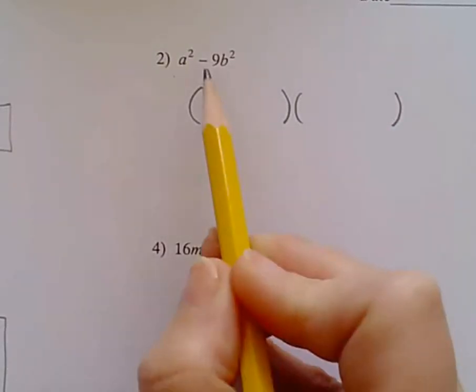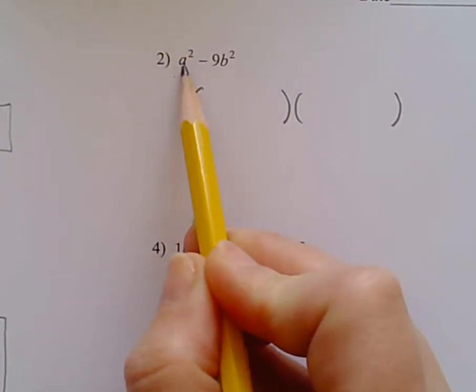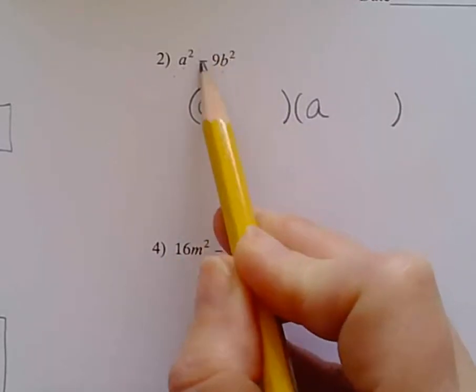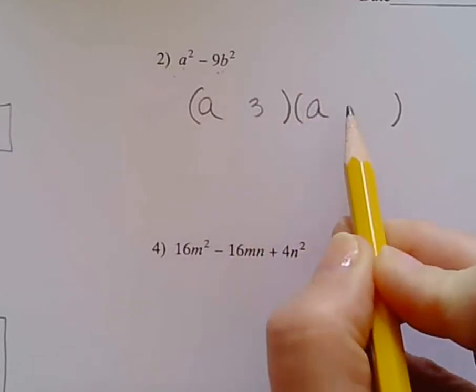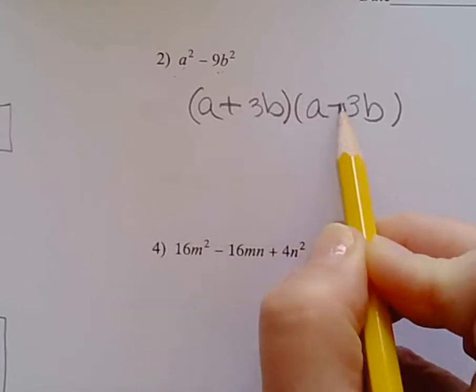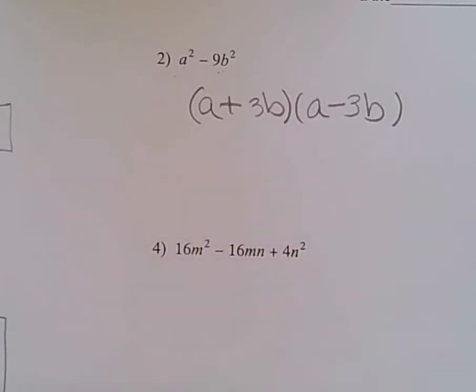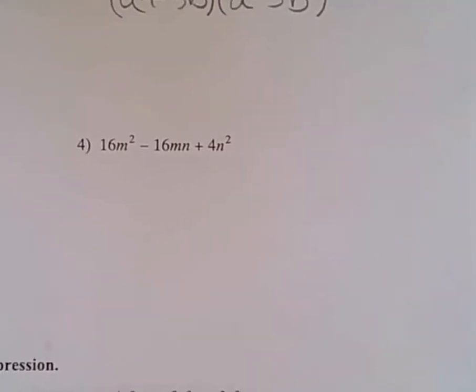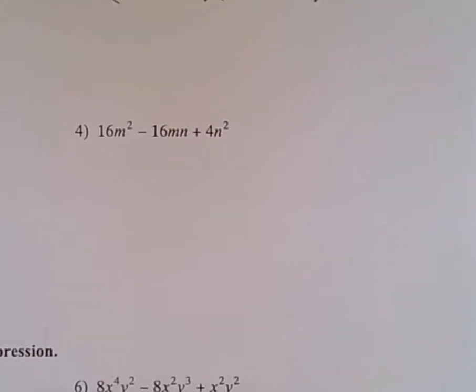In the front of each set of parentheses, you're going to put the square root of this. Share it evenly. In the back, the square root of this. Square root of the number and the square root of the variable shares it evenly. 1 plus, 1 minus, and the order doesn't matter. Done. Number 4. First thing we always are going to do is we're going to look for a GCF.